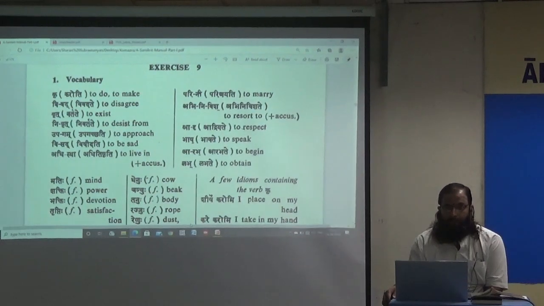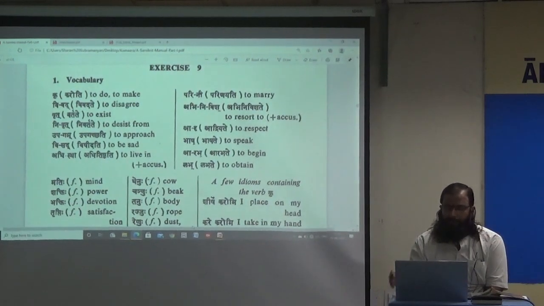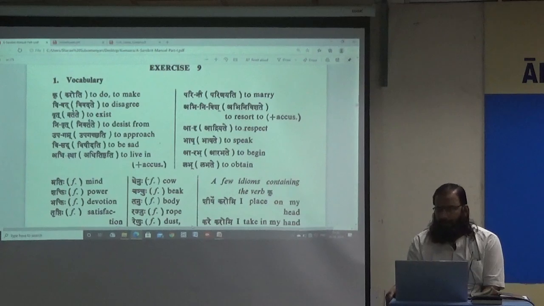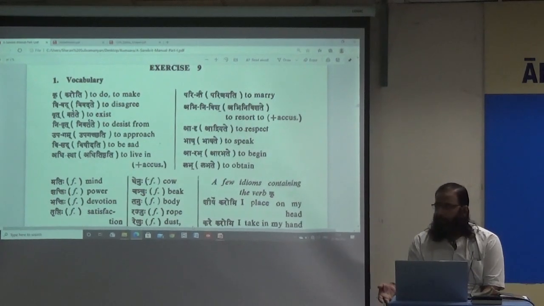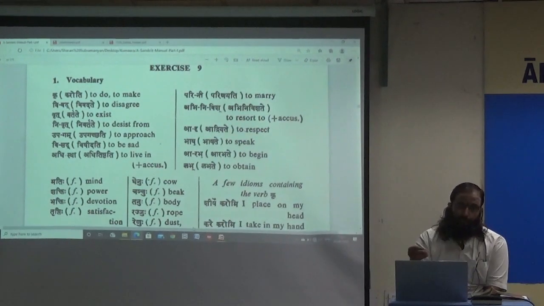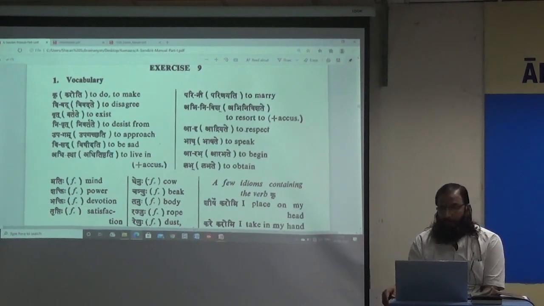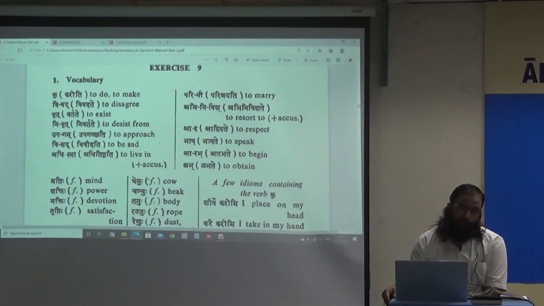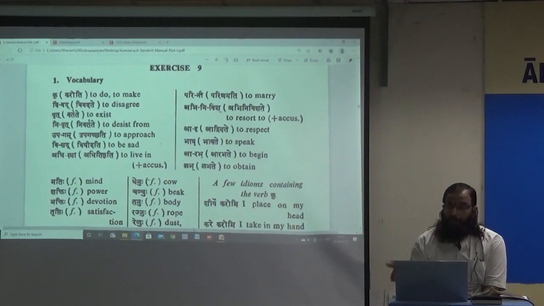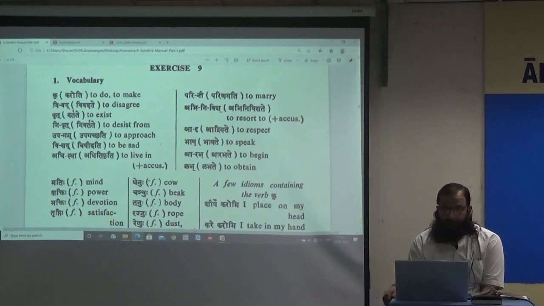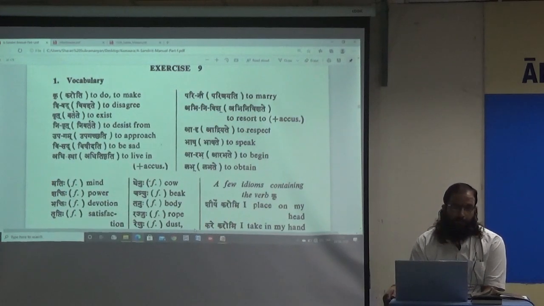So, in lakara, kartari, when does it become atmanepadi? When it has upasarga, para or vi. Similarly, this is a dhatu also. Vad. Vad dhatu means to speak, which is parasmaipadi, becomes atmanepadi with vi upasarga. Vivadate, meaning to disagree.